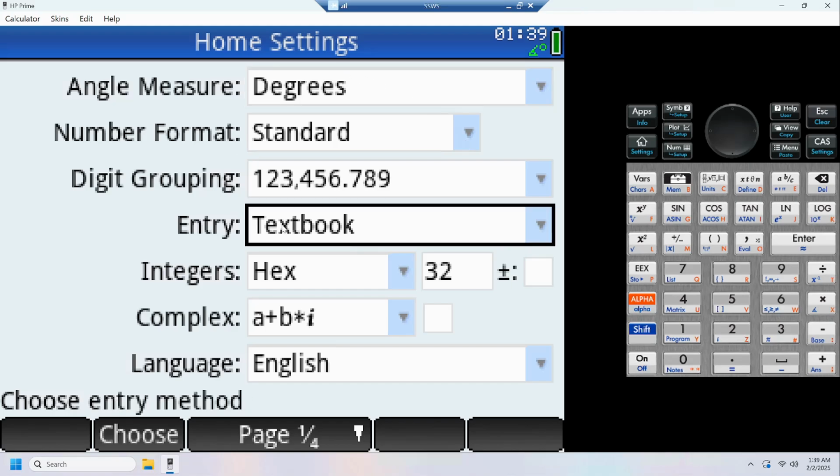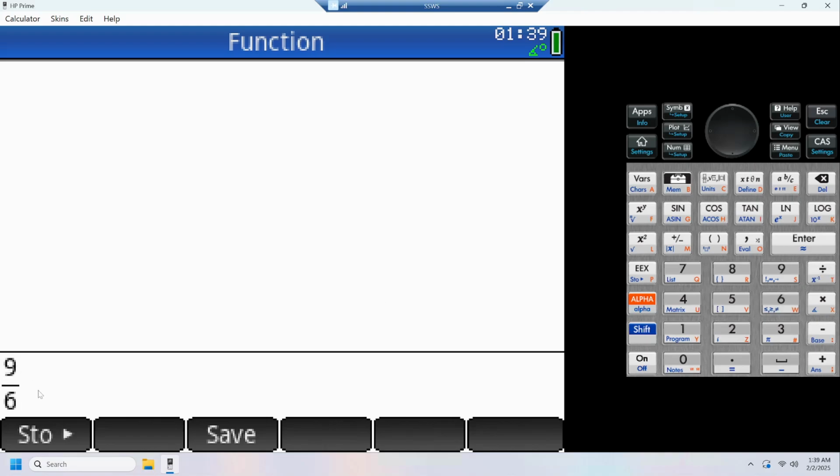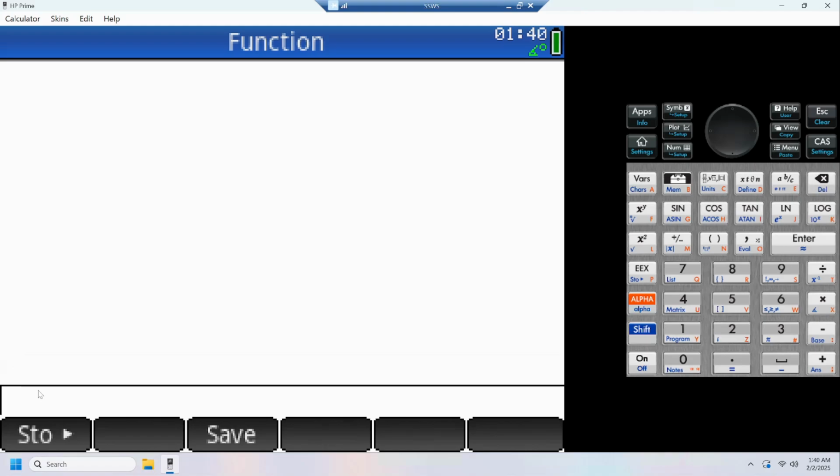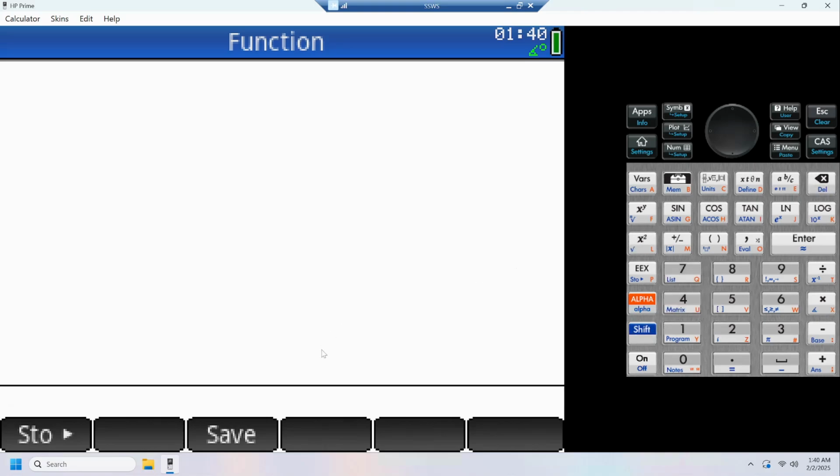types I said I would talk about, I think at least. Textbook is as if you were to write it out on paper. So for an example, if I did 9 divided by 6, this is how you'd probably write it on paper, unless you're strange and weird. This is probably how you'd see it in a textbook as well. Another example is 4 to the power of 2, or the nth power of something.